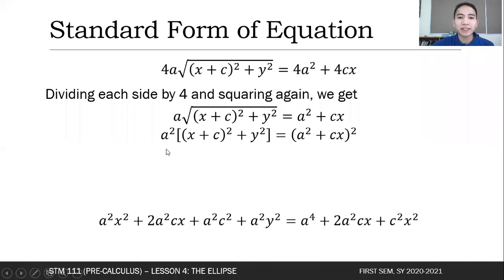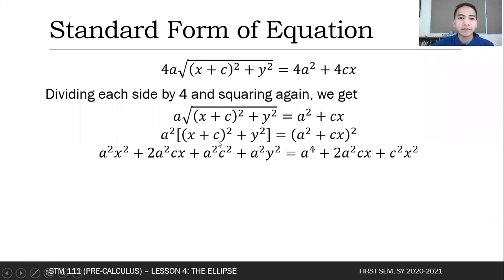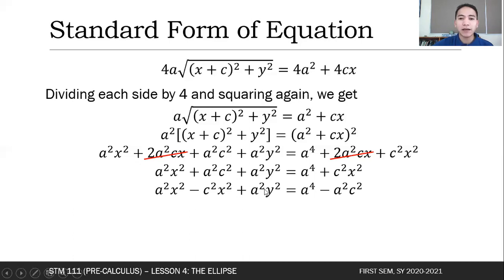Okay, so next, if we expand this one, this will result to a squared x squared plus 2a squared cx plus a squared c squared plus a squared y squared, which is equal to a raised to 4 plus 2a squared cx plus c squared x squared. Notice on the both sides of the equation, meron tayong 2a squared cx. So we can cancel. And ang matitira na lamang ay a squared x squared plus a squared c squared and the rest.